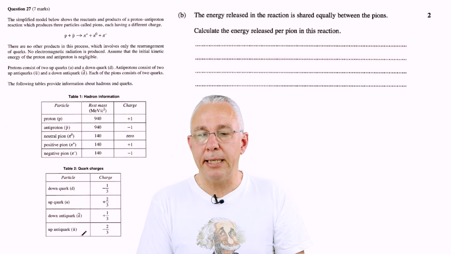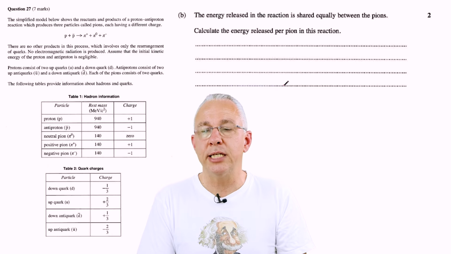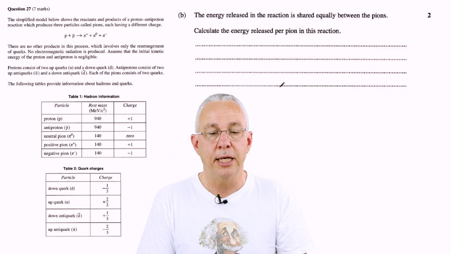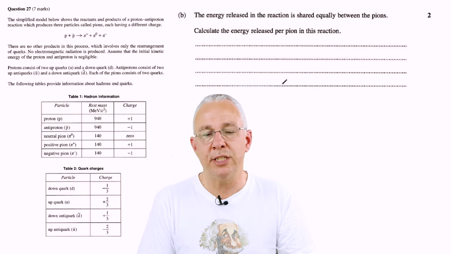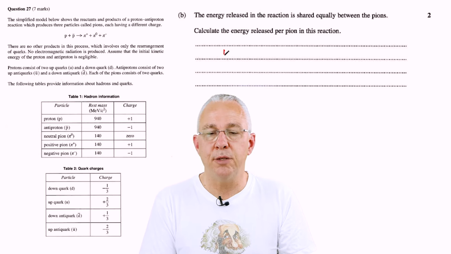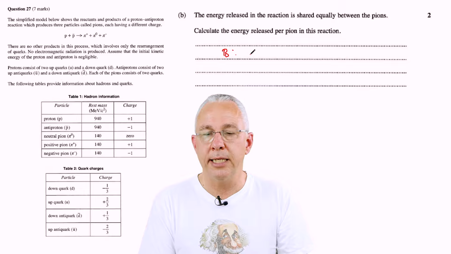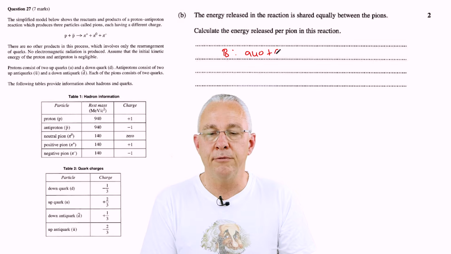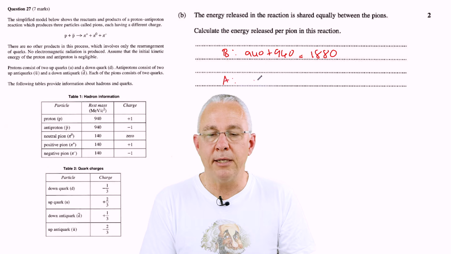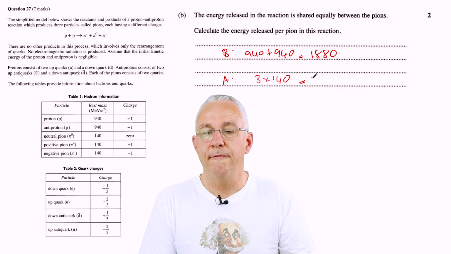Part B, it says the energy released in the reaction is shared equally between the pions. Calculate the energy released per pion in this reaction. Well, we just need to look at the energy before and the energy after. So if we look at the energy before, what we end up getting is 940 plus 940, which is, of course, equal to 1880. If we look at the after, we have 3 pions, so therefore we have 3 by 140, which of course is equal to 420.